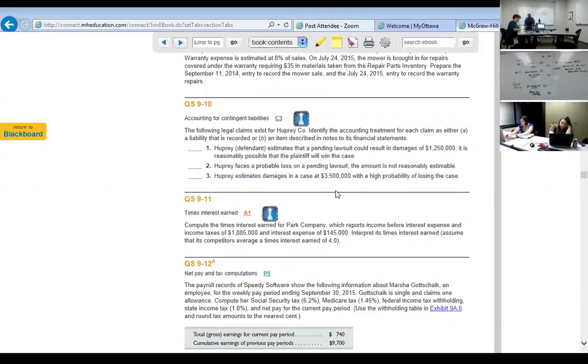Okay, compute the times earned ratio for Part Company, which reports income before interest expense and income taxes of $1,885,000 and interest expense of $145,000. Interpret its times interest earned ratio and assume that its competitor's average ratio is 4.